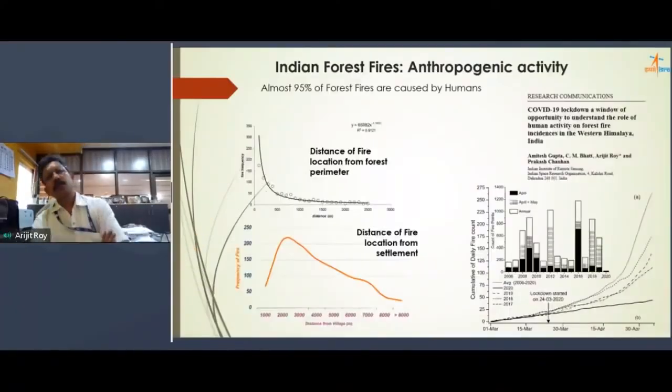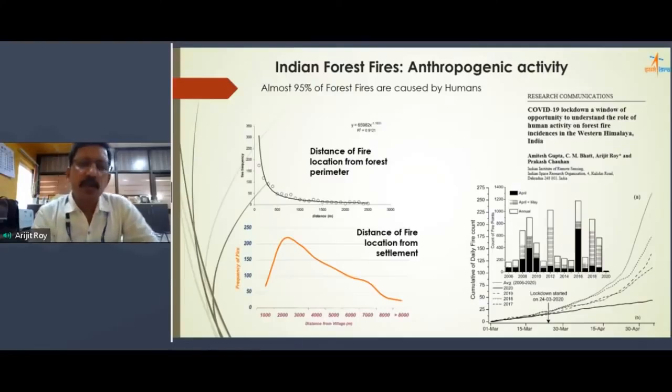So when we talk about Indian forest fire, it is predominantly of anthropogenic origin. Almost 95% of the forest fires are caused by humans. They may be intentional or they may be accidental. But if we trace their origin, all of them have an anthropogenic origin.